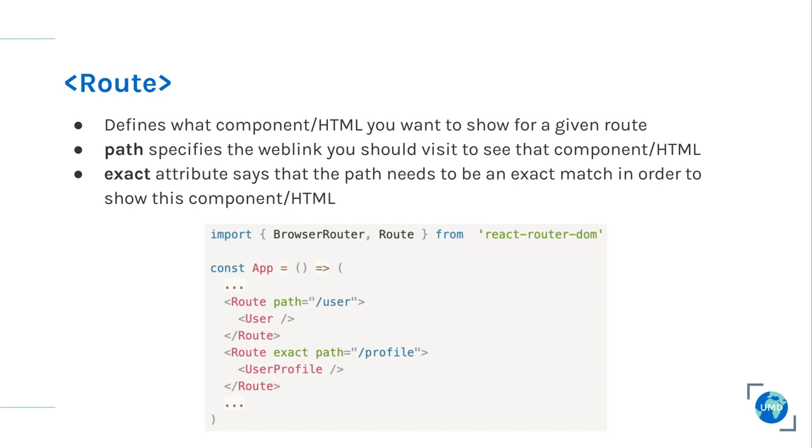An exact attribute says that the path needs to be an exact match in order to show this component or HTML. So if you take a look at the bottom, we again have imported route from React Router DOM, and then we have the app component. Within that, we have two separate routes that we have specified. The path for rendering the component user is /user, and the path for rendering component user profile is /profile. The difference between the two is that in the second routing component, we have added the keyword exact. In the next slide, we'll talk more about what exact exactly is.